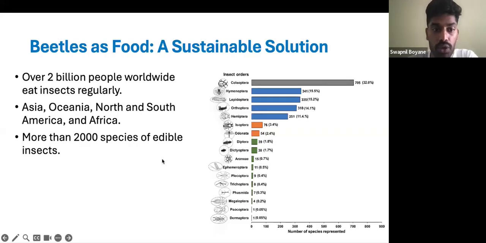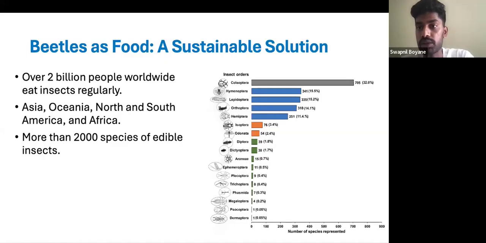Overall there are more than 2000 species of insects that are eaten. And when you look at the graph, it shows that coleopterans, again beetles, are one of the largest orders consumed among edible insects. There are around 705 beetle species that have been reported as edible beetles. But this number can be really huge when we compare it to the diversity of beetles. What we see currently is because of the small amount of documentation.